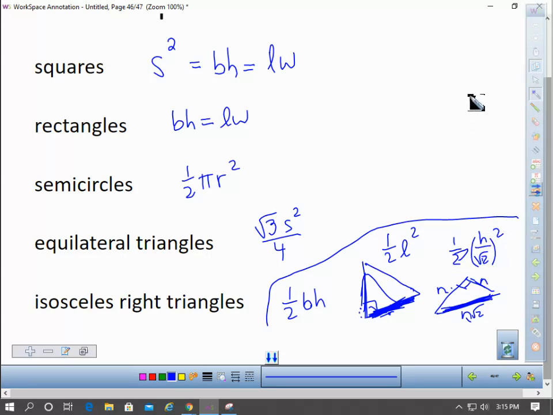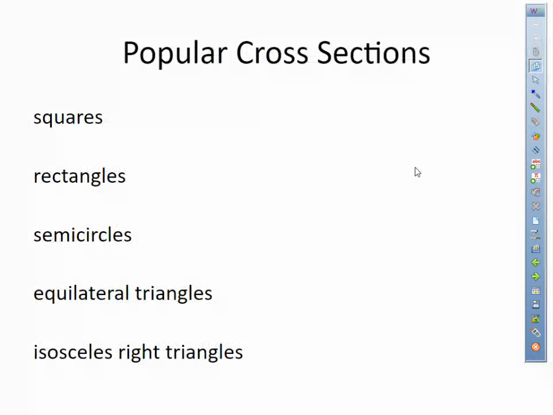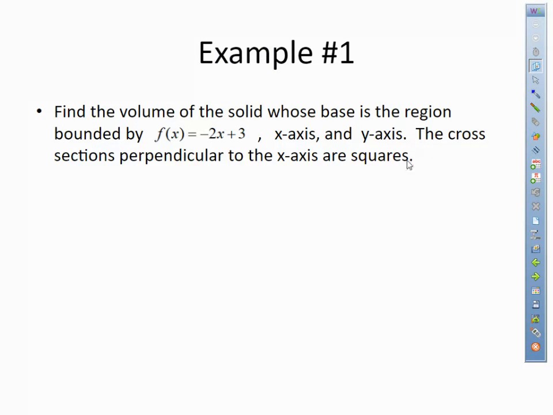Okay, and if we have one like that, I don't even know if we got one like that, or if we have one in our examples. If we get to it, we'll make sure that we do that in depth. All right, so those are your popular formulas that you need.